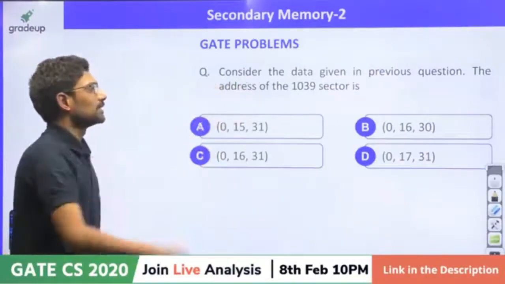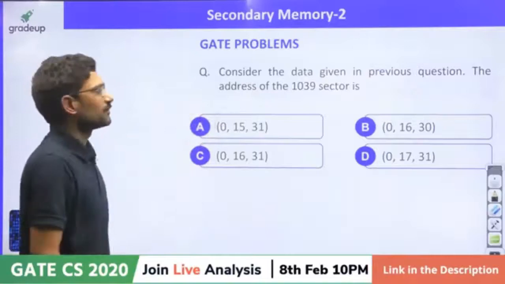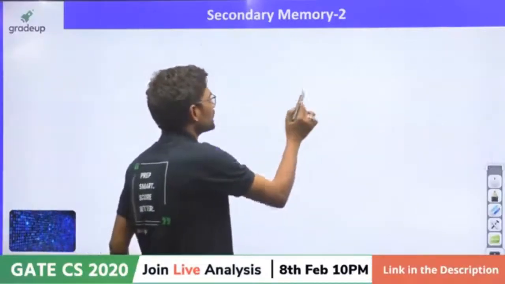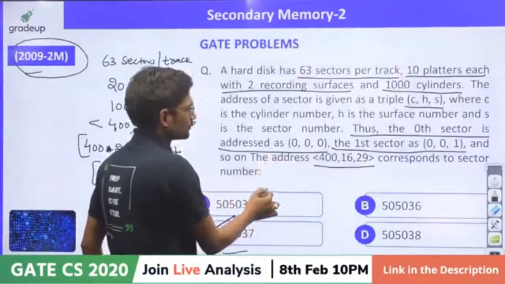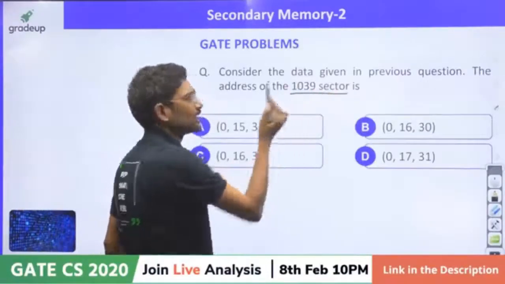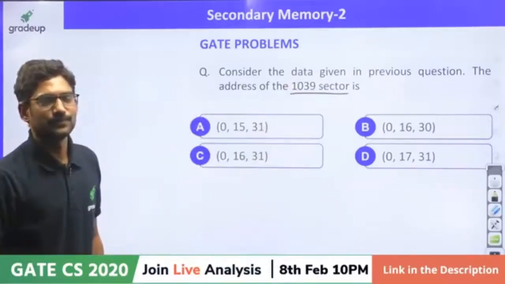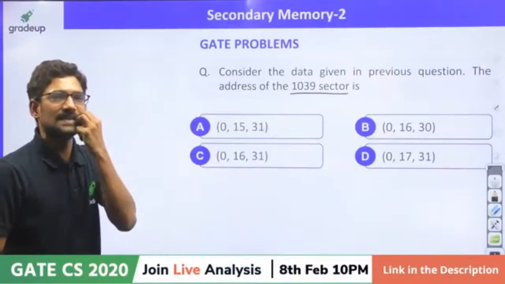Consider the data given in the previous question. The address of the 1039 sector is given. So the sector number is given now, and you are supposed to find the CHS.